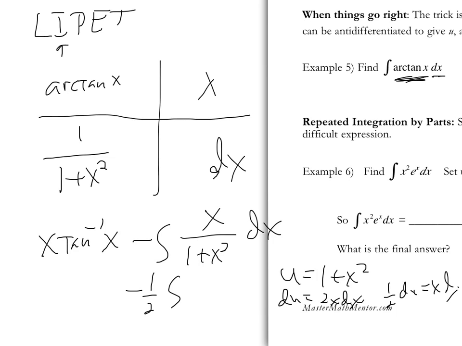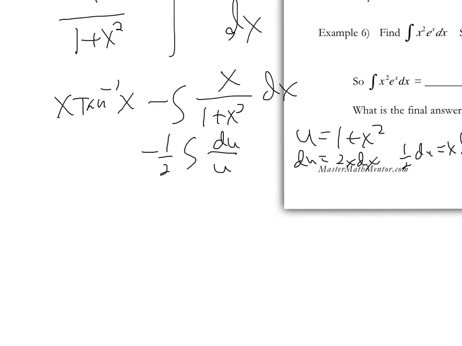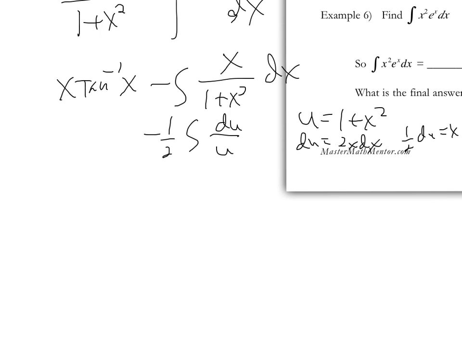I'm going to integrate du over u, because remember I can let the x dx be 1/2 du, and I brought the 1/2 over here. So now to finish this, the antiderivative of 1 over u is ln. So x arctan x minus 1/2, and here's the thing that we need to be concerned about with the absolute value signs. 1 plus x squared will never be negative, so we don't need to have absolute value signs there. We'll just be happy with parentheses.